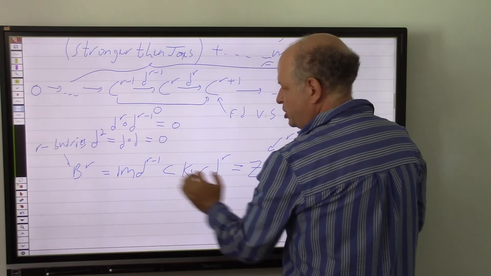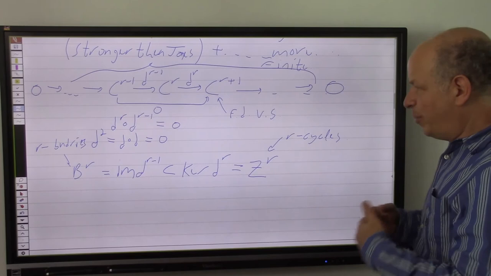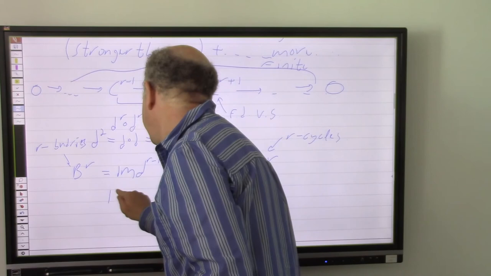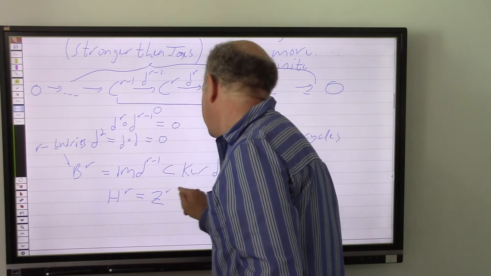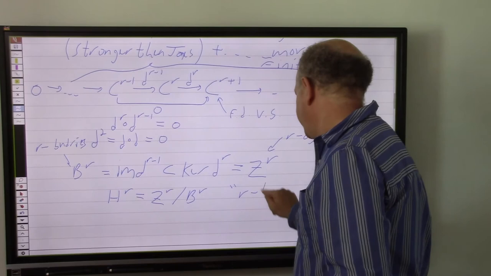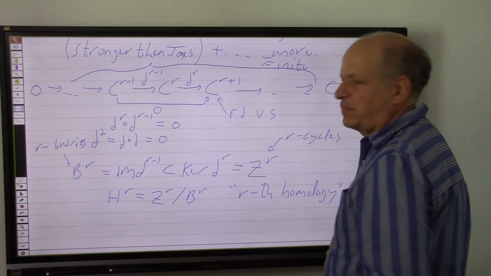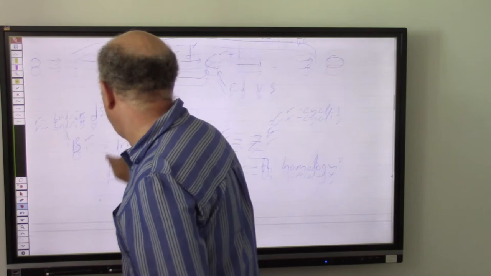Now, homology measures by how much this is bigger than that. So you define H_r to be Z_r modulo B_r, and this is the so-called rth homology. So that's one definition. And the second definition is the Euler characteristic.